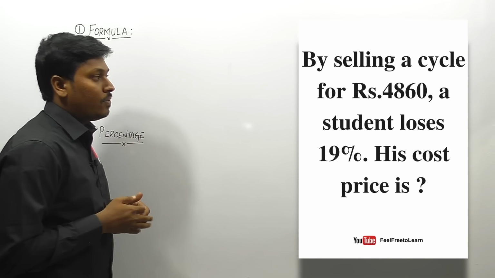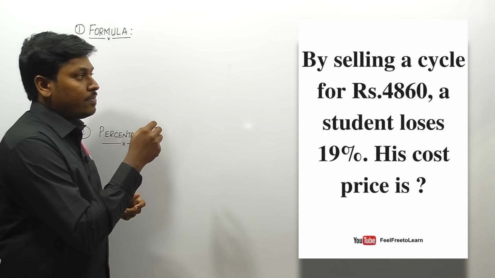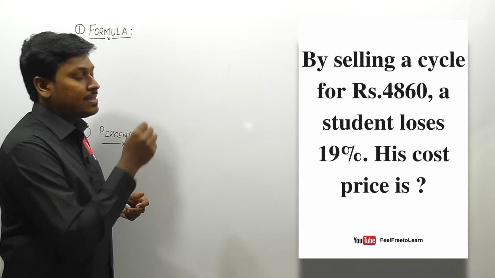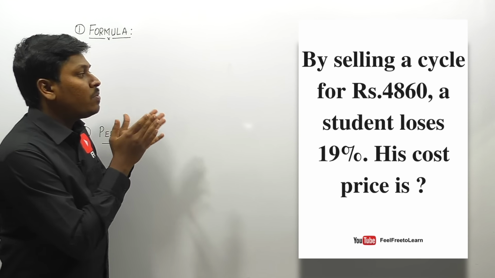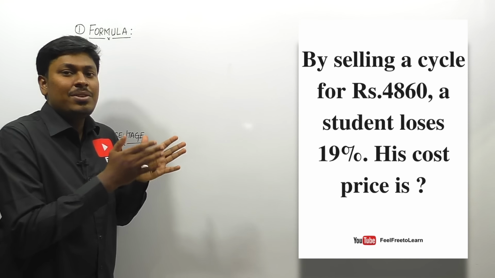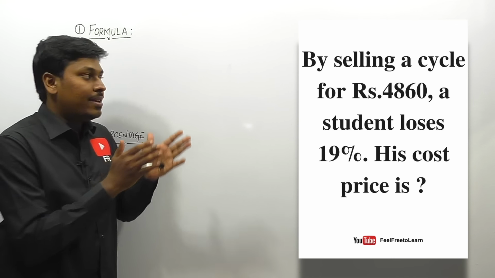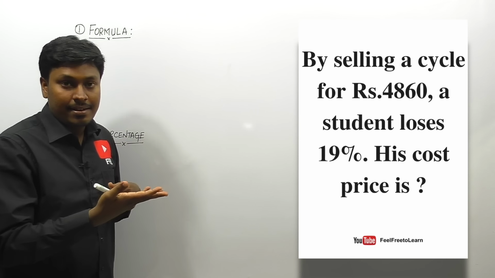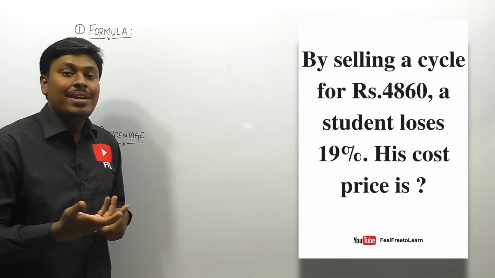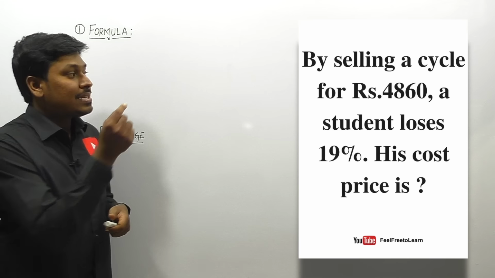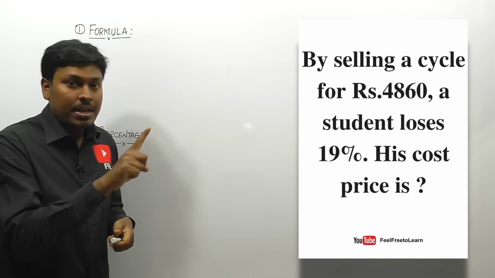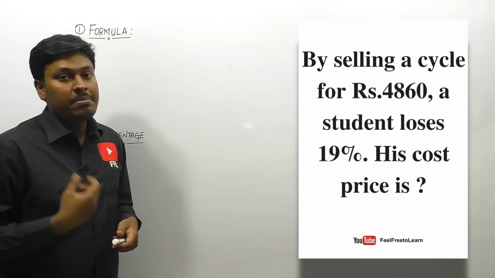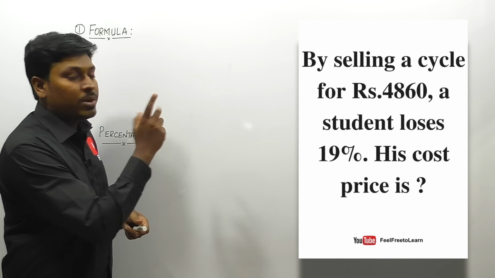Question number 4. By selling a cycle for rupees 4,860, a student has a loss of 19%. So we need to find what is the cost price. Similar to the previous question, listen carefully. A person is selling a cycle. So if he sold a cycle, then we can say that it will be a selling price. So selling price will be 4,860. Because of selling for that amount, he got a loss of 19%. So our target is to find what is the cost price.